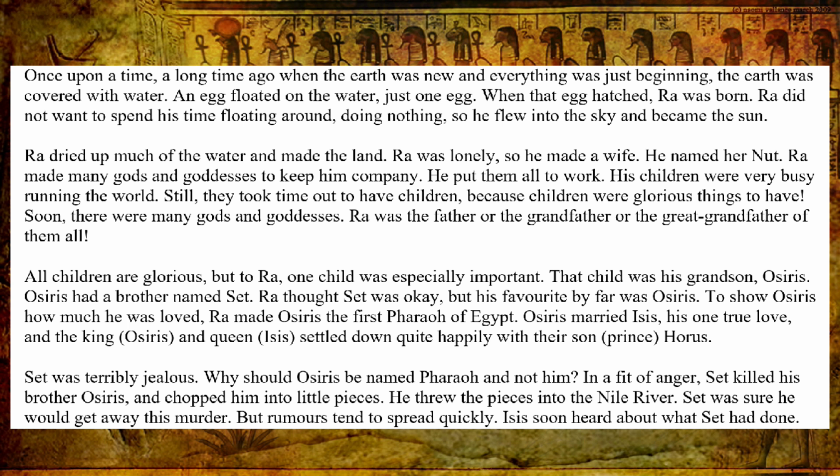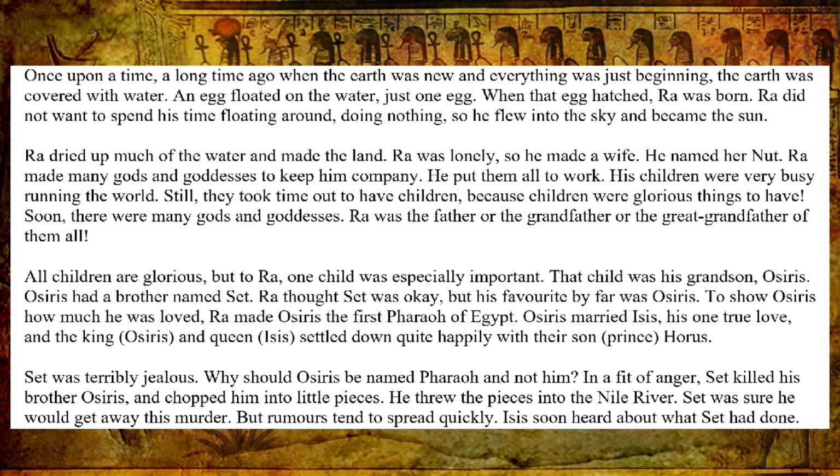Ra was lonely, so he made a wife. He named her Nut. Ra made many gods and goddesses to keep him company. He put them all to work. His children were very busy running the world. Still, they took time out to have children, because children were glorious things to have. Soon, there were many gods and goddesses. Ra was the father, or the grandfather, or the great-grandfather of them all.